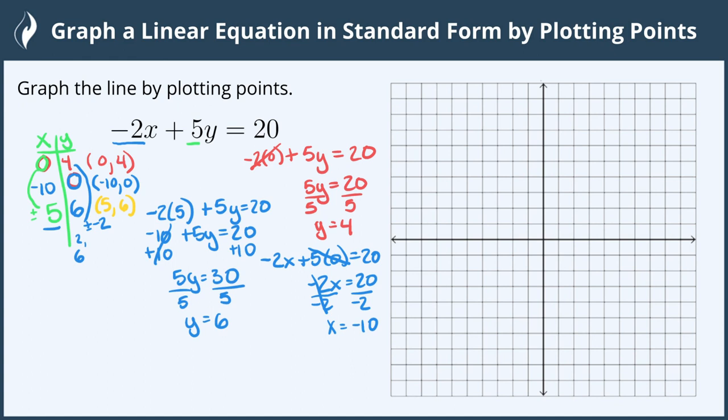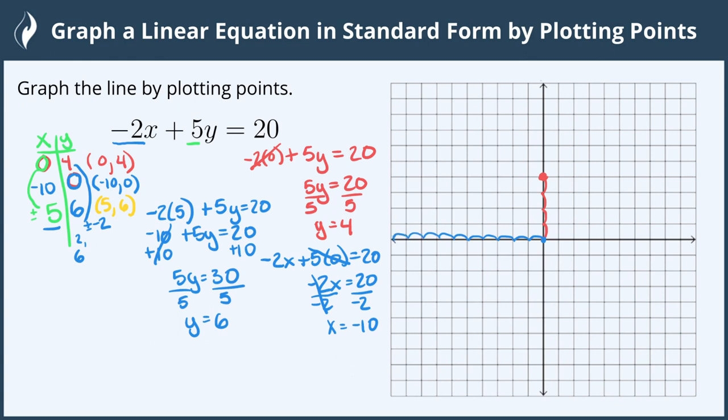Now let's graph each of these points on our rectangular coordinate system. Starting at the origin for 0, 4, the 0 says we move no directions left or right for the x value, so we stay on the y-axis, and we move up positive 4: 1, 2, 3, 4 on the y-axis, and there's our first point. The next one is negative 10, 0. We start again at the origin, and we move negative 10 in the x direction: 1, 2, 3, 4, 5, 6, 7, 8, 9, 10.